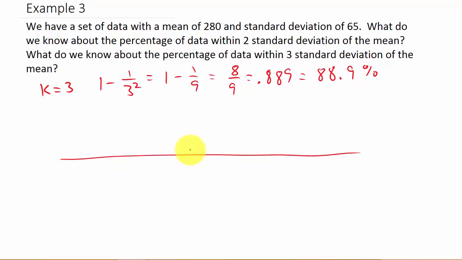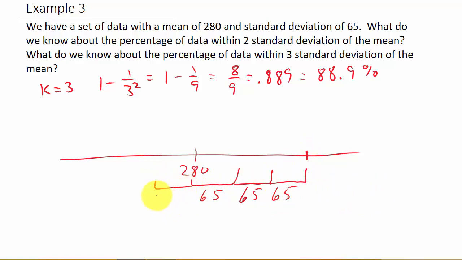So once again, if we have our number line, 280, and I'm going to add 65, that's 1 standard deviation, add 65 again, that's another standard deviation, and 65 again, that would be my 3 standard deviations.